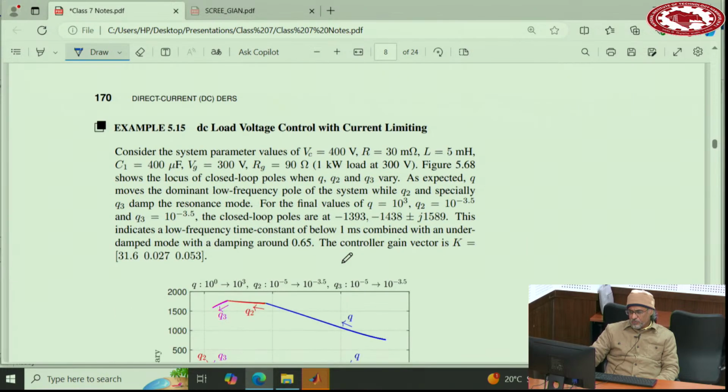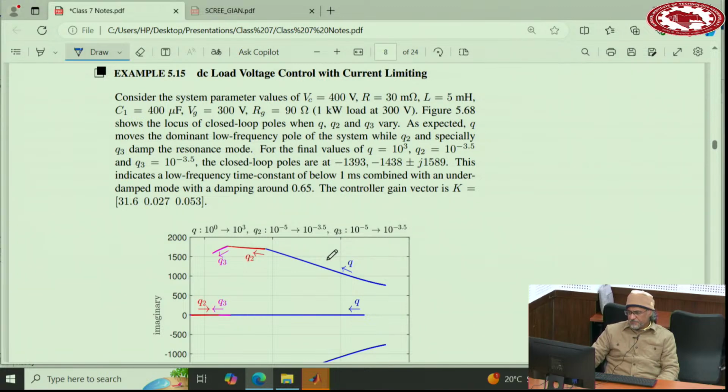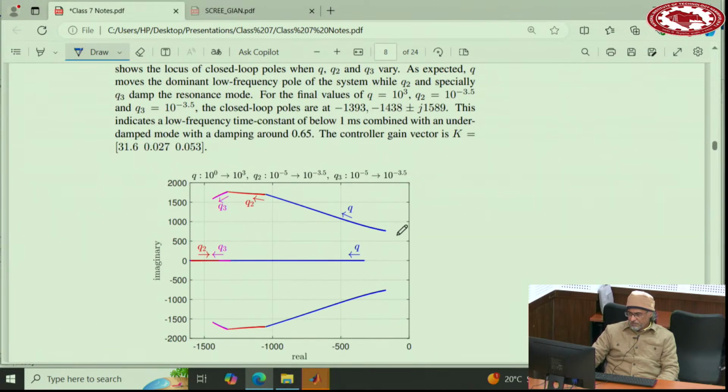This example shows the procedure for the same numbers that we had. This is the graph of the closed loop poles or closed loop eigenvalues when you increase Q and then increase Q2 and increase Q3, just to show you the whole picture. You don't even have to use Q2 and Q3, but if you used it, you can refine your response. Here you basically are fine-tuning your response by increasing the damping a little bit and things like that.